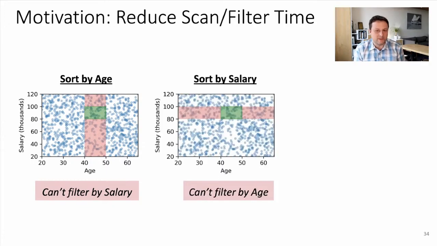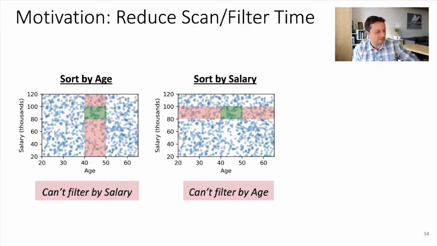Otherwise, I can sort by salary, but now if I look up a certain range, I still have this scan overhead, which is shown here as red, which is that I still have to scan all these records which don't match my age or my salary range, depending on which sort order I use.